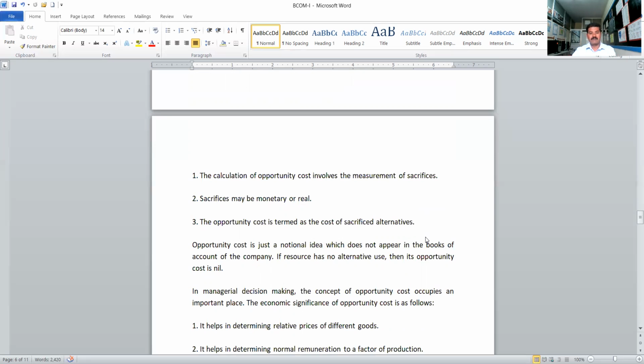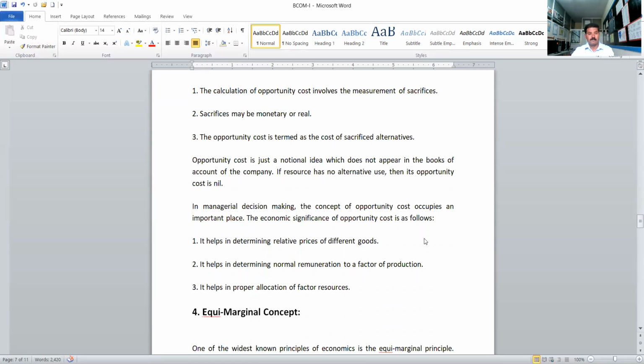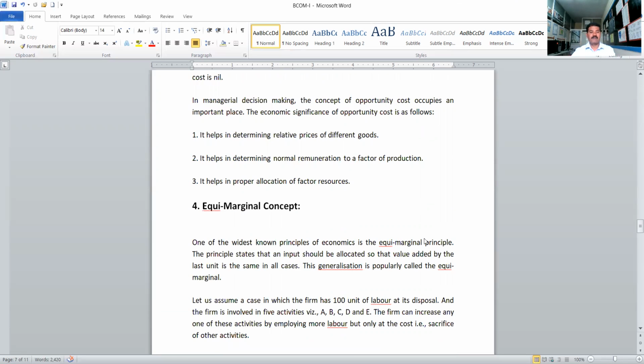In managerial decisions or in business decision making, the concept of opportunity cost occupies an important place. The economic significance of the opportunity cost is as follows. It helps in determining the relative price of different goods. It helps in determining normal remuneration to a factor of production. It helps in proper allocation of factor resources.